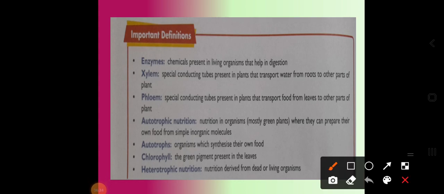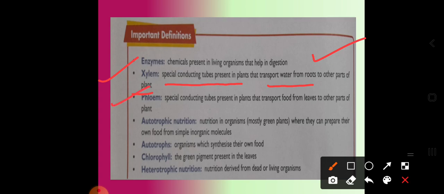The first one is enzymes. Enzymes are nothing but chemicals present in a living organism that help in digestion. Next is the xylem, which you can observe in plants. This is the special conducting tubes present in plants that transport water from the roots to the other parts of the plant. So dear students, this xylem is nothing but a tissue. Which type of tissue is it? It is the conducting tubes present in the plants.